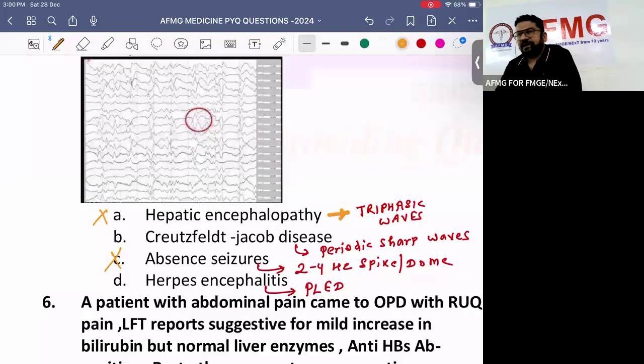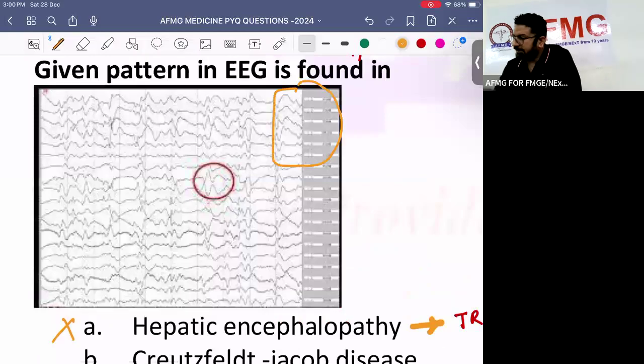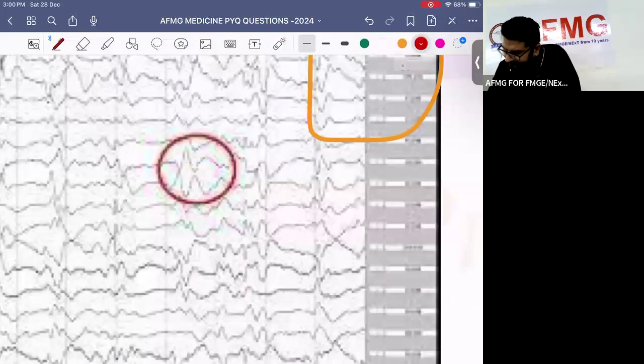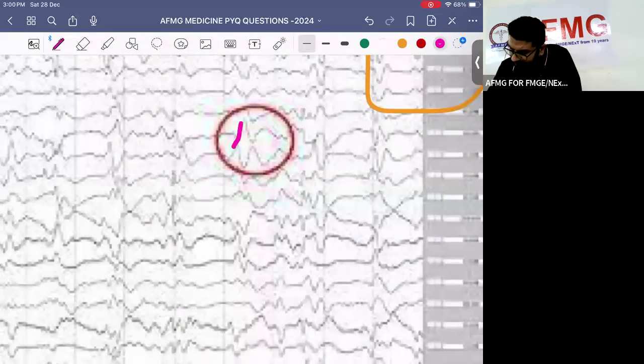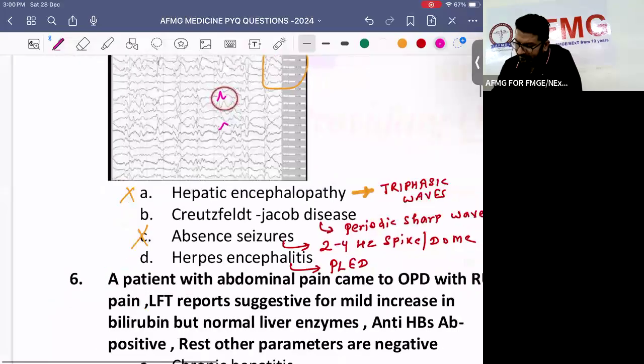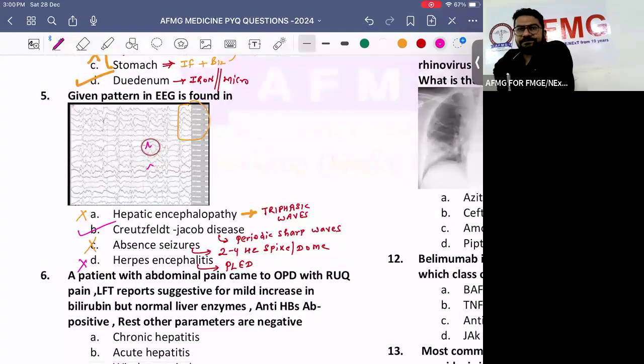Now see, herpes encephalitis will have lateralized epileptiform discharge. Lateral side means there will be clusters of groups on this side of the tracing. There is nothing here. So you can see a projection coming in the middle. This projection is called periodic sharp waves. If you see, this is highlighted. This is called periodic, you can see a sharp wave. Where is this periodic sharp wave seen? In Creutzfeldt-Jakob disease. So sometimes when you get a difficult question, try to eliminate other options. So the answer will be Creutzfeldt-Jakob disease.